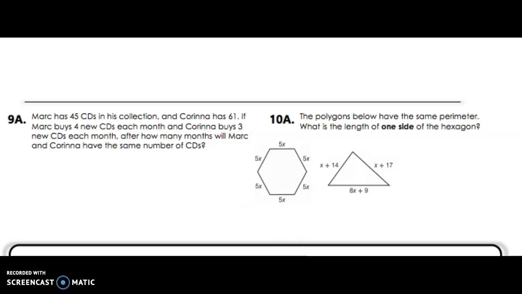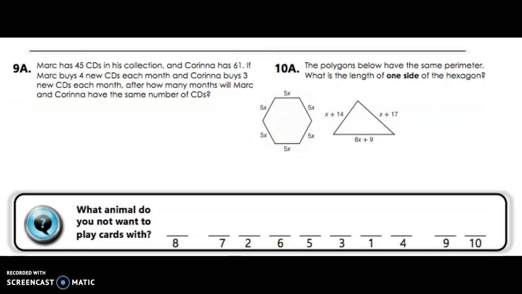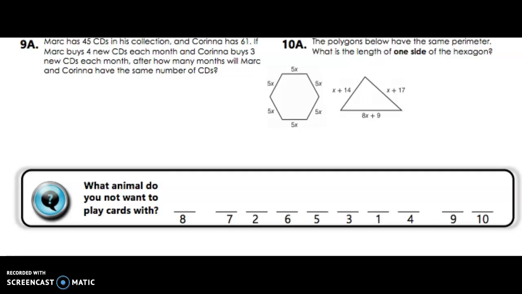Okay, and then in the end, you should get a word or a phrase down here, and that's how you know you did it correctly.